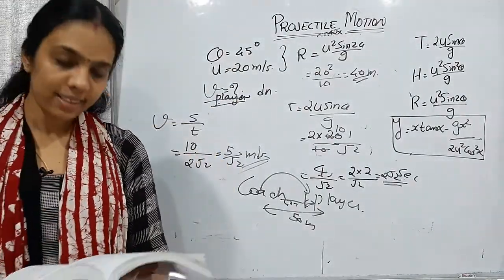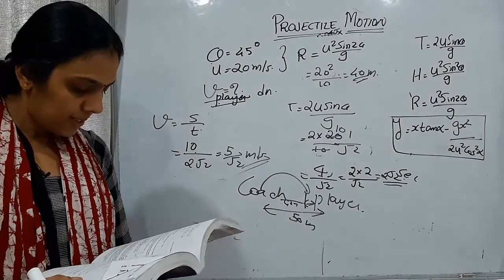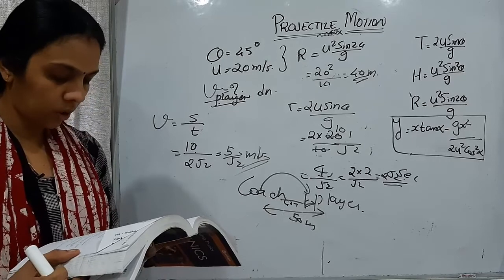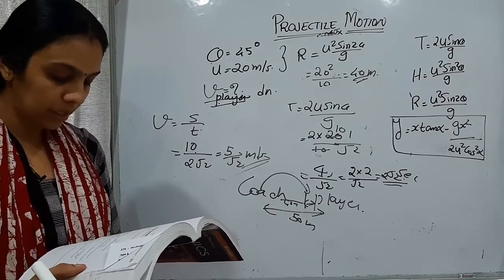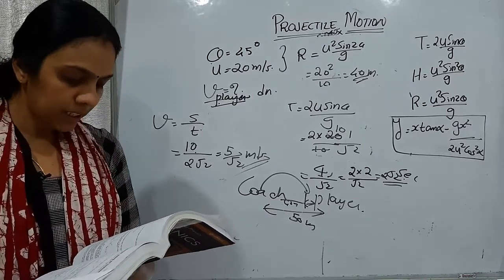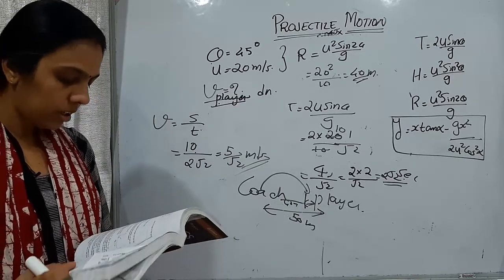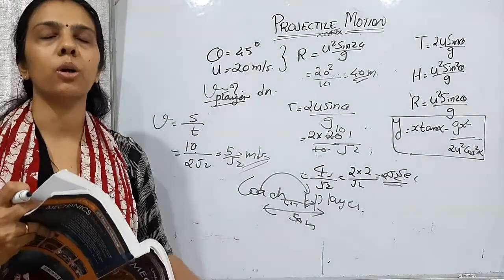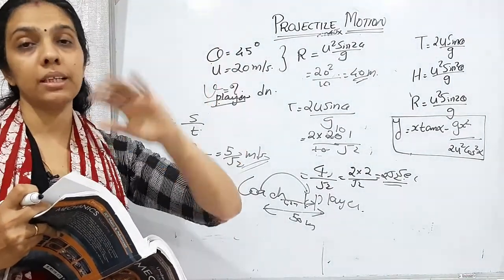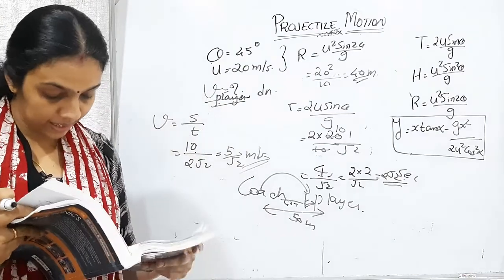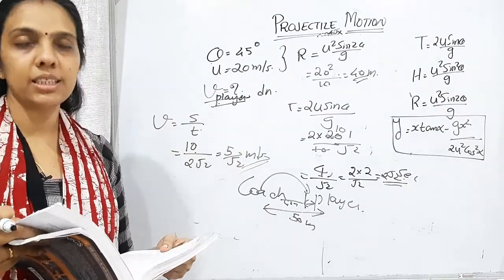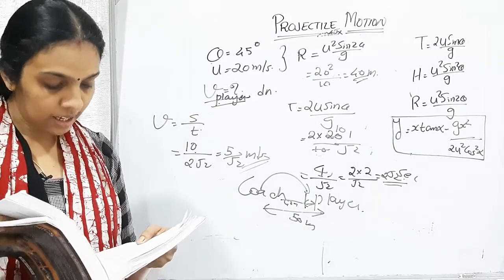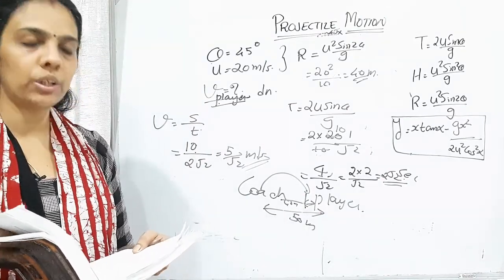Okay. Next question is, a ball is thrown horizontally from a point 100 meter above the ground with a speed of 20 meter per second. Find the time taken to reach the ground. So here, a ball is thrown horizontally from a point 100 meter above the ground. So already height is there, with a speed of 20 meter per second. So initial velocity is given as 20 meter per second. You need to find out the time taken to reach the ground.